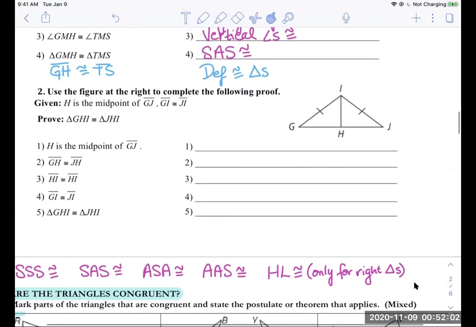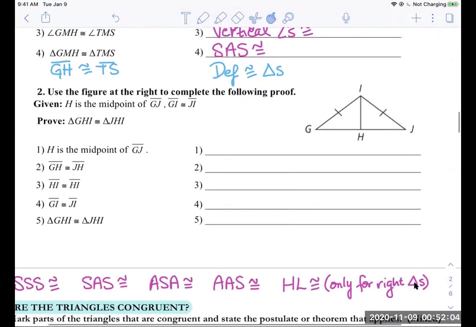Okay, the second proof. Use the figure to complete the proof. It says H is the midpoint of segment GJ, and then GI and JI are congruent. Sometimes things will be marked on the diagram, a lot of times they are not. With congruent triangles, it's very important that you mark the pieces that you're using to make it obvious how you're determining your answer. So our givens are step number 1.